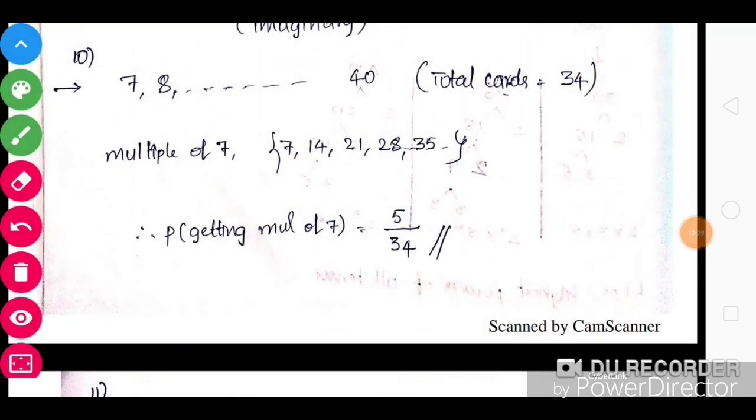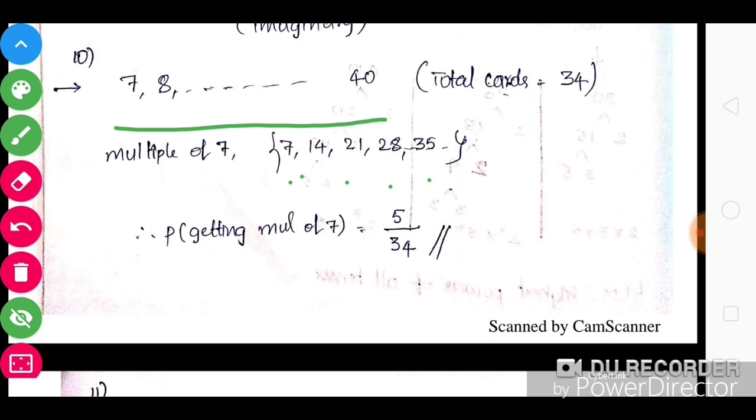So right, see the next question. In a box there are cards from 7 to 40, and what they're asking is probability of getting a multiple of 7. So in between 7 and 40 there are approximately 5 multiples accurately. So it will be 7, 14, 7 3 is 21, 7 4 is 28, 7 5 is 35. If we took 7 6 42, it will be beyond 40. So there are only 5 multiples.